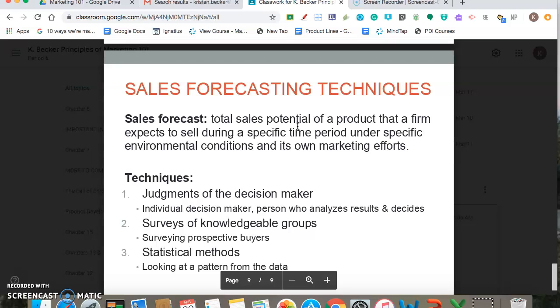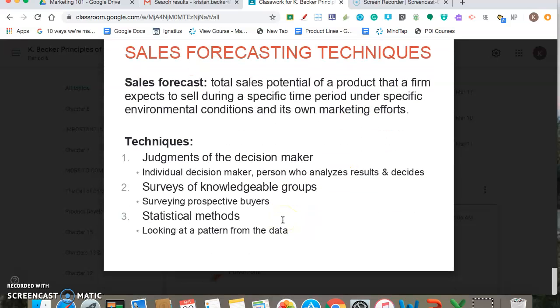Forecasting your sales means that you're basically guessing at what your potential is for selling this product. So sales forecast is your total sales potential of a product that a firm expects to sell during a specific time period and under specific environmental conditions and its own marketing efforts. Environmental conditions meaning of the company, like what is going on, what's the environment like, who's the staff members, all the stakeholders involved, putting this marketing effort together.